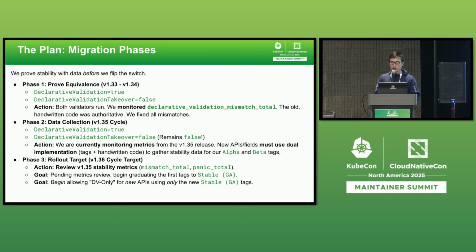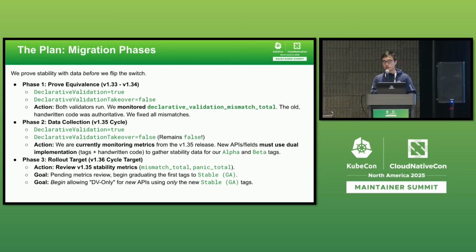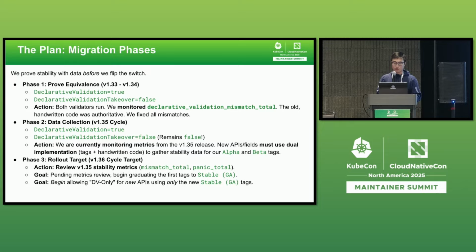In 1.35, we keep monitoring so that we can gather more confidence and finally graduate some early beta tags. And in 1.36, we look forward to graduating some tags, and then we can start to adopt new APIs with the DV-only stuff. DV-only means that there's no handwritten code for the API validation. It will be purely based on the generated code and their tags.